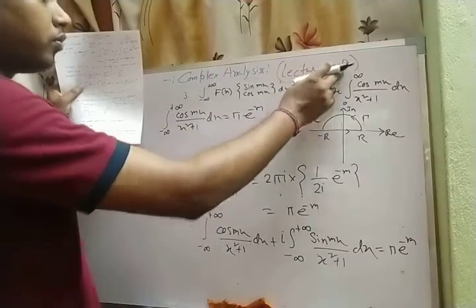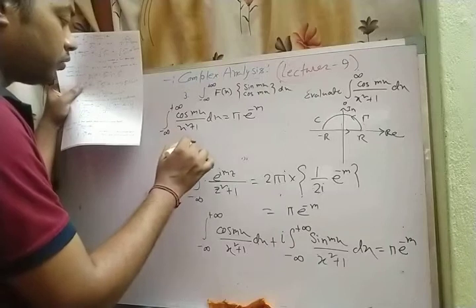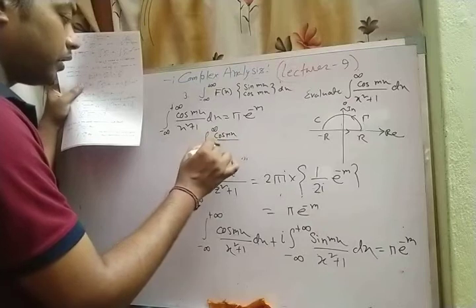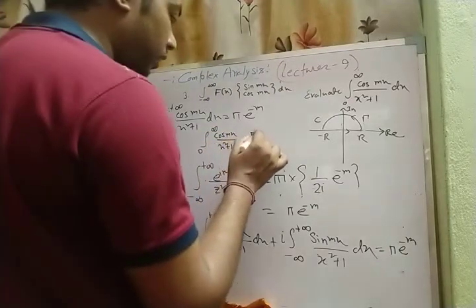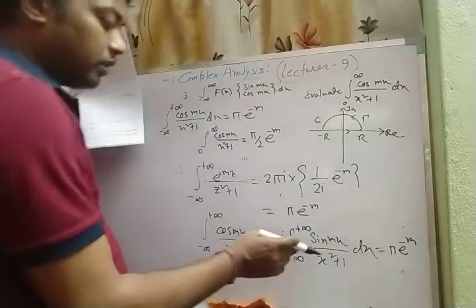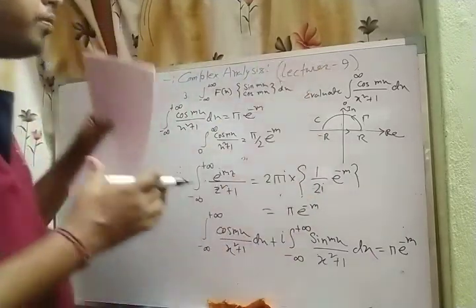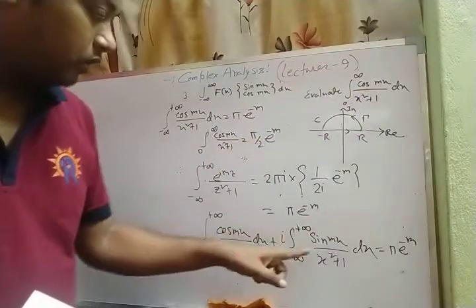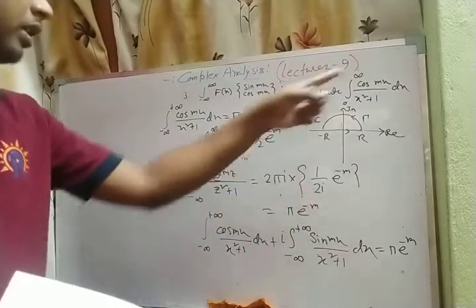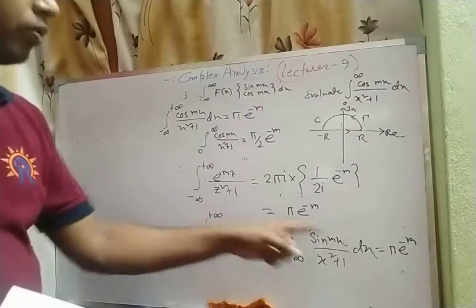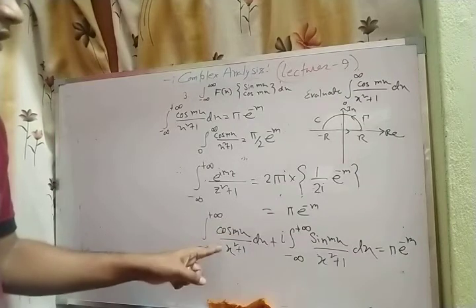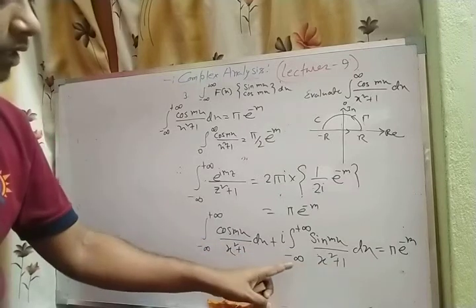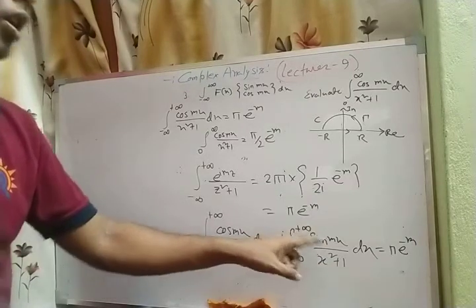So we have to find 0 to infinity. Since the integrand is even, 2 is there, so 0 to infinity of cos mx by x square plus 1 gives pi by 2 e to the power minus m. And if you have to evaluate integration 0 to infinity of sin mx by x square plus 1, then sin mx by x square plus 1, whether from minus infinity to plus infinity or 0 to infinity, both are equal to 0.